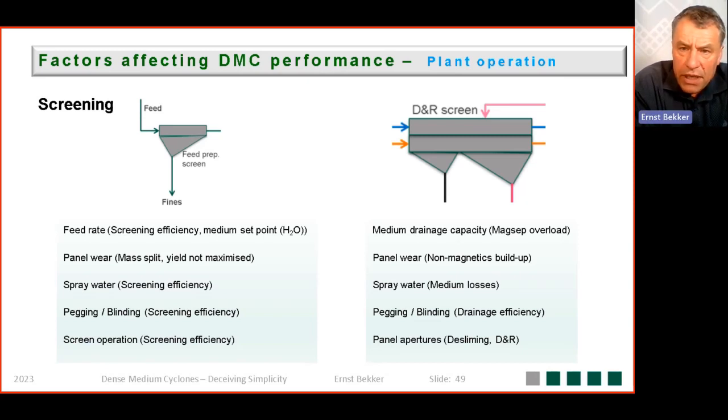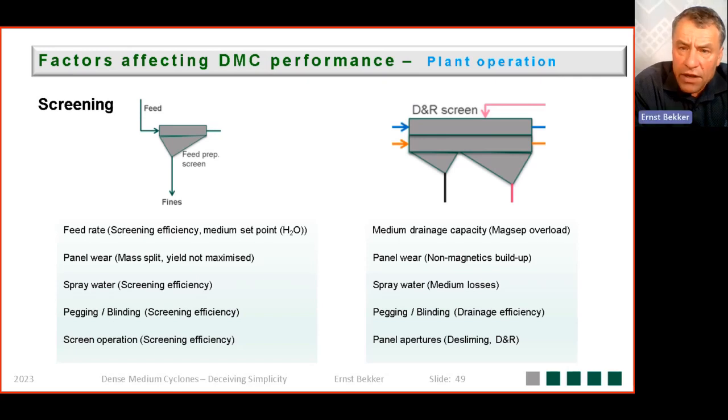On the drain and rinse screen, the main purpose is to drain the medium. So if there's too much medium being carried over, or the screen is not operating efficiently, or the screen panels are pegged or blinded, then you have more carryover of medium to the rinse section. And that medium is washed off and goes to the magnetic separator, and one can then overload the magnetic separator. Panel wear: as the panel starts to wear, we are introducing more non-magnetics into the medium circuit. That can impact on the flow patterns within the dense medium cyclone.